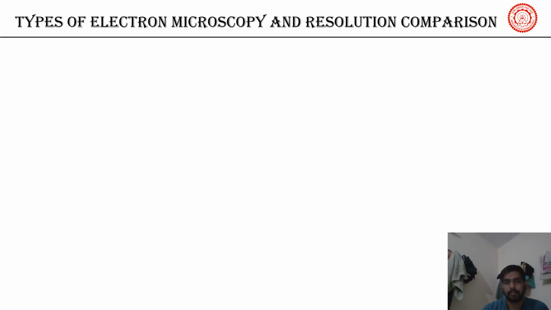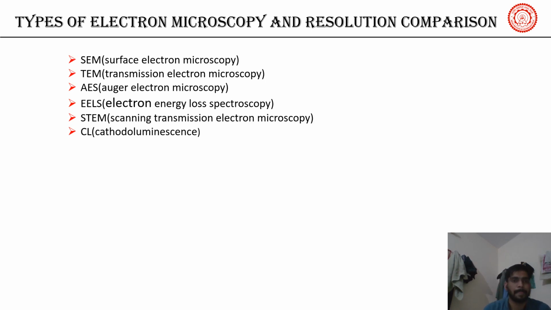Now we come to the next section: how many types of electron microscopy are there, and what is the relative comparison between their resolutions. There are several types of microscopy depending on which types of electrons are collected. The first is scanning electron microscopy, then transmission electron microscopy, and further electron energy loss spectroscopy, AES, STEM, and cathodoluminescence. These are the different types of microscopy within electron microscopy.